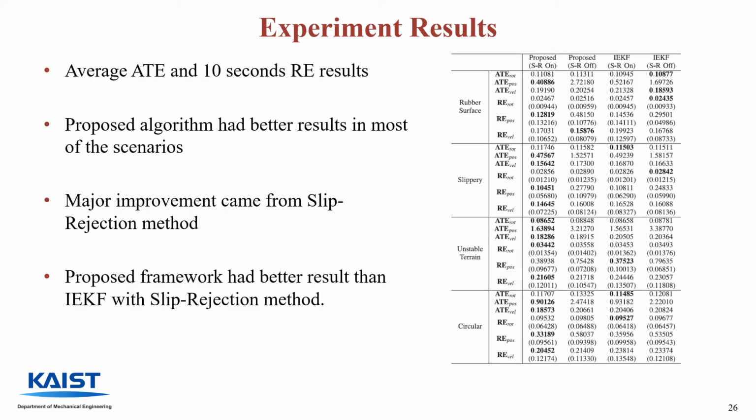The average absolute trajectory error and 10 seconds relative errors means and covariances are summarized in the right side table, and the proposed algorithm had better results in most of the scenarios. We could find out that the major improvement came from the slip rejection method. However, the estimation result of the proposed framework with the slip-rejection method still had a better result than IEKF with the slip-rejection method.